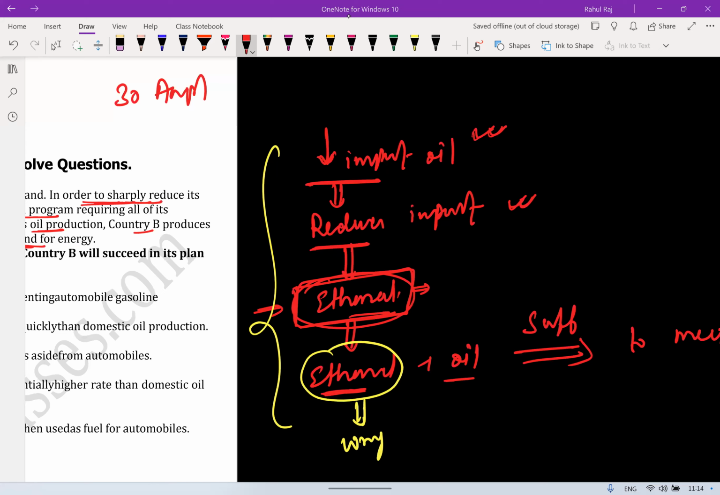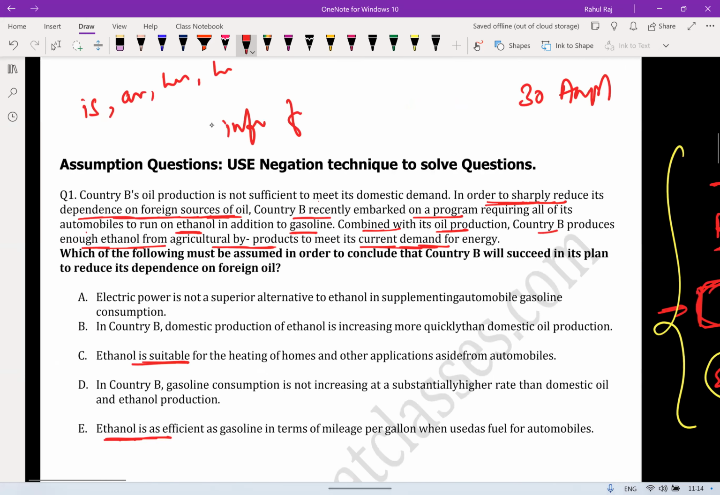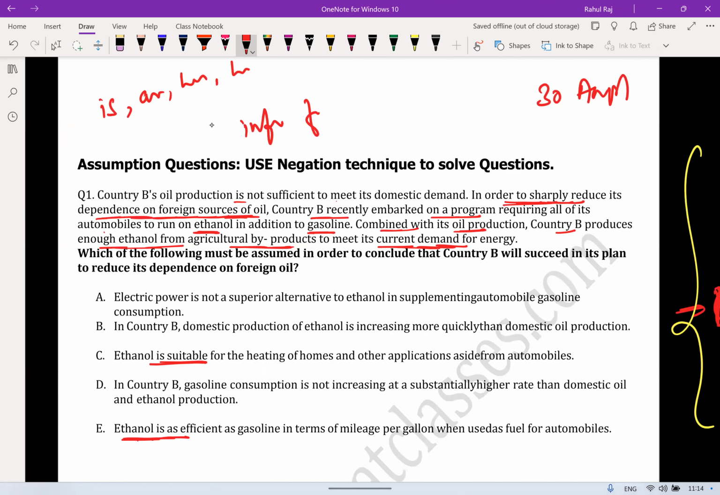No, this is not a conclusion. This is the fact that they are stating, that country B's oil production is not sufficient to meet the current demand. This is factual information. So can you discuss now?